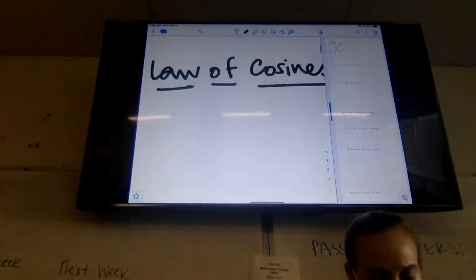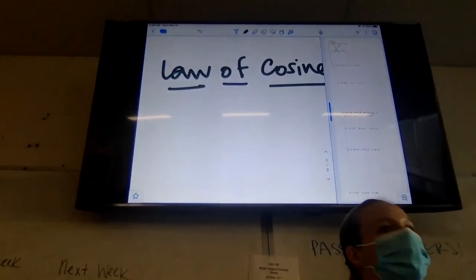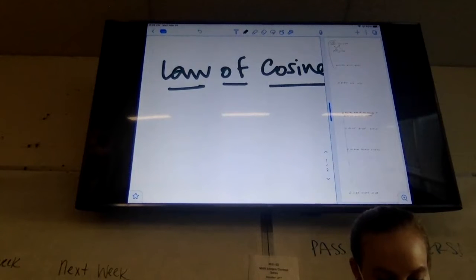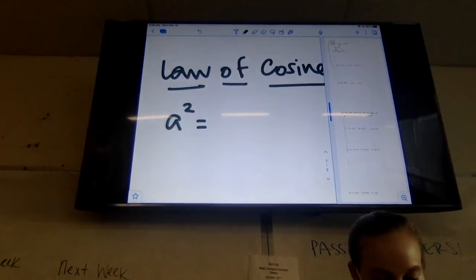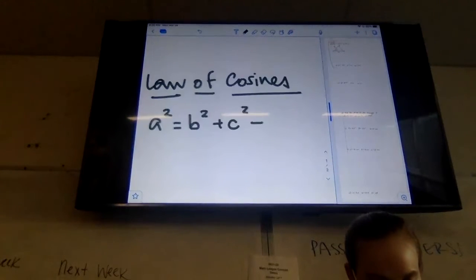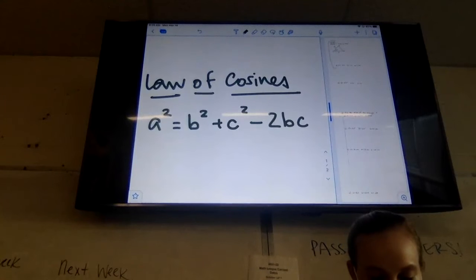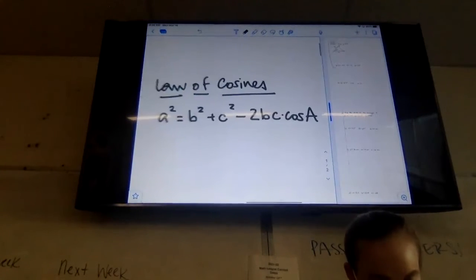Okay. Law of cosines is modeled after the distance formula. It's modeled after the Pythagorean theorem. I don't have time to prove it all the way out, but it starts like this. I've got a squared equals b squared plus c squared minus 2 times b times c times cosine of big A.